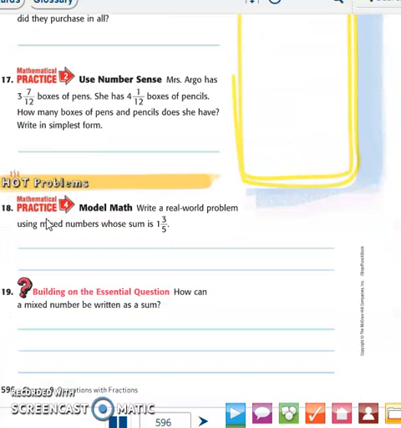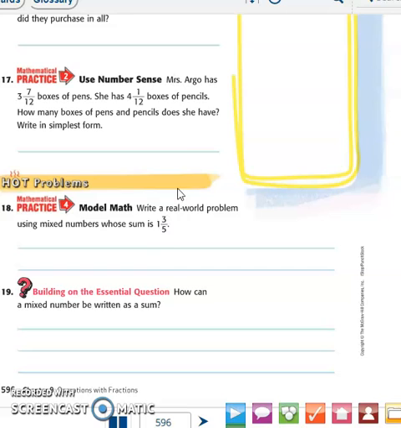Now for the hot problem, which I know people don't like to do, this says write a real-world problem using mixed numbers whose sum is 1 3/5. And you can go back and refer to 15, 16, and 17 for examples of how to write a real-world problem. If you have one mixed number and one fraction, that's fine, since your sum is only going to be 1 3/5. But this should be the answer. This should not be part of the problem.